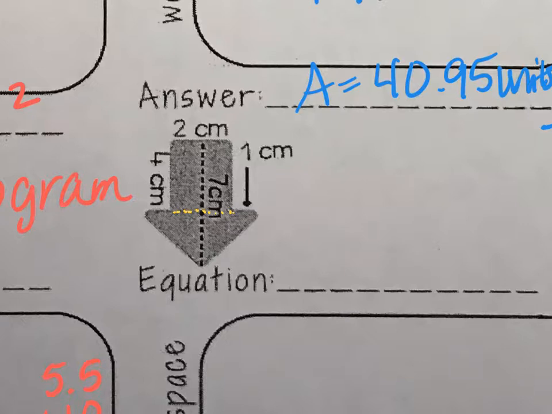Okay, so don't you have to get the equation for both of them? If this whole thing is 7 and this part is 4, then this is going to be 3, right? Okay, so the base is 2 plus 1 plus 1, so it's going to be 4. So I have a rectangle, which is area equals base times height, and then I have a triangle, which is base times height divided by 2.